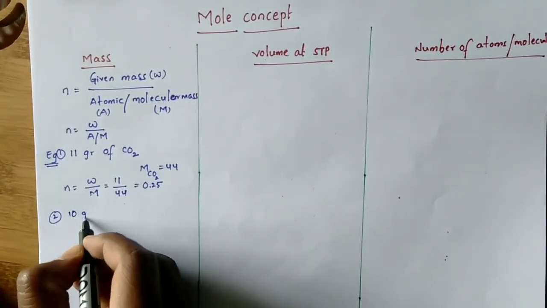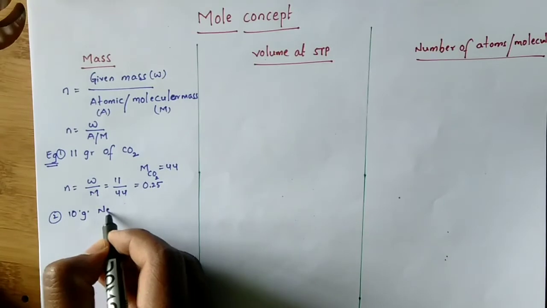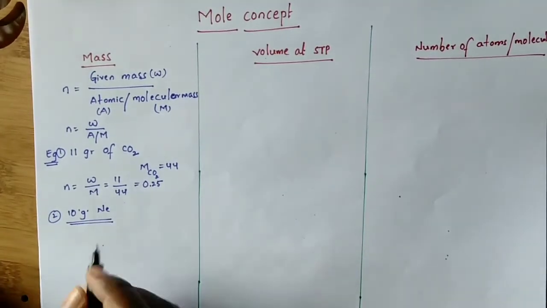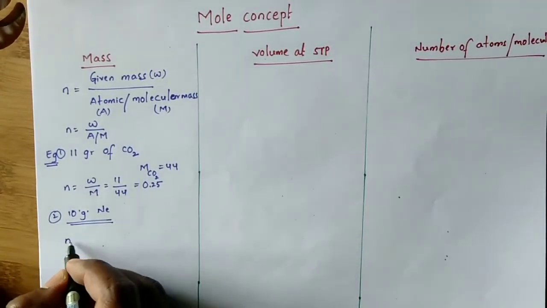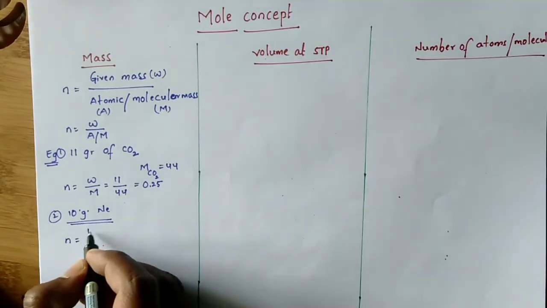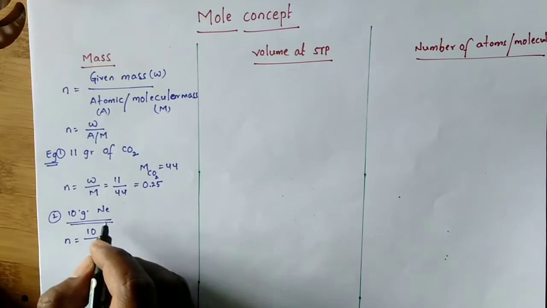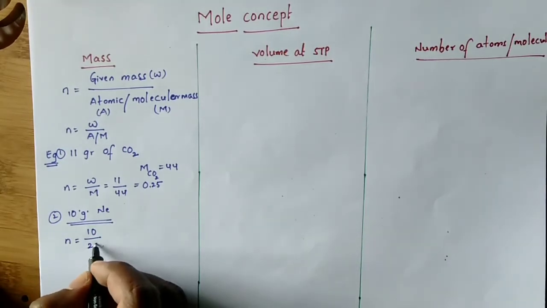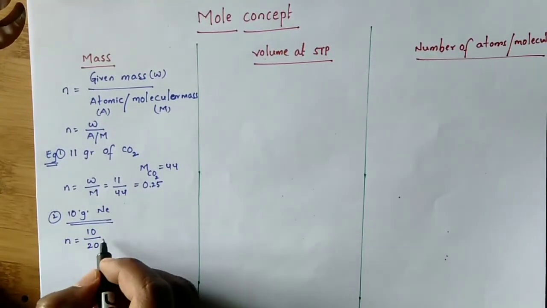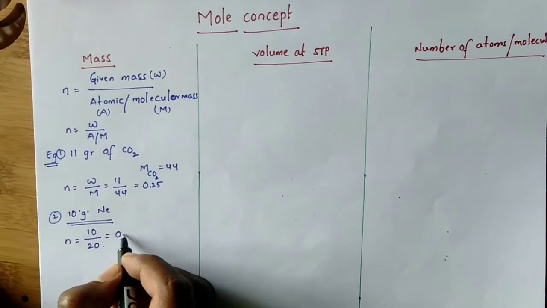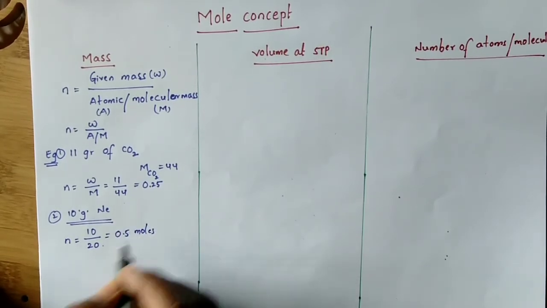One more example: 10 grams of neon, how many moles are there? Number of moles equals given mass, 10 grams, divided by the atomic weight. It is a monoatomic gas, so it is an atom, and its atomic weight is 20. So 10 by 20, that is 1 by 2, 0.5 moles.